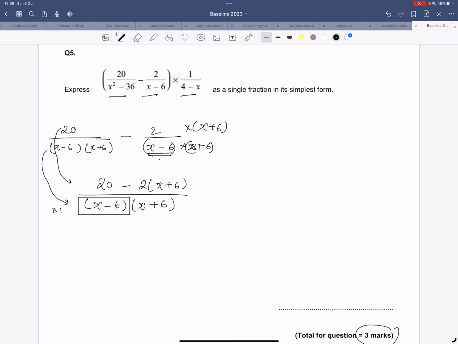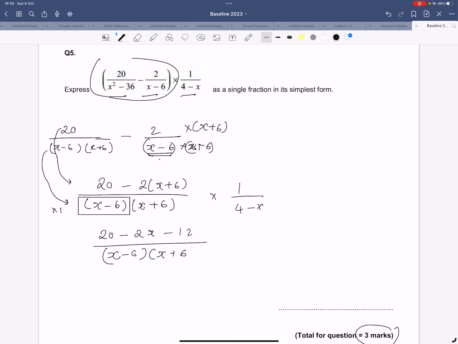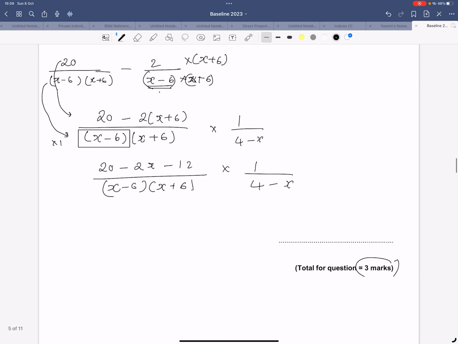So now I've sorted out this section. I need to sort out the last section, which is 1 over 4 minus x. Okay, expand the top. So 20 minus 2x minus 12 over x minus 6 times x plus 6. Okay, times 1 over 4 minus x. Simplify. 20 minus 12 is going to be 8 minus 2x all over x minus 6 and x plus 6 and times by 1 over 4 minus x.